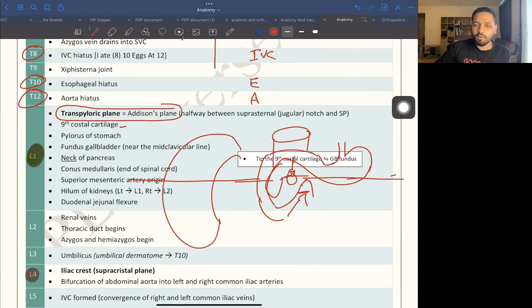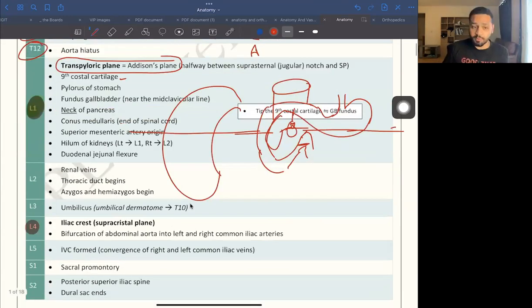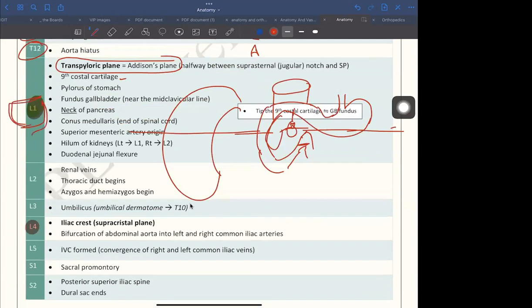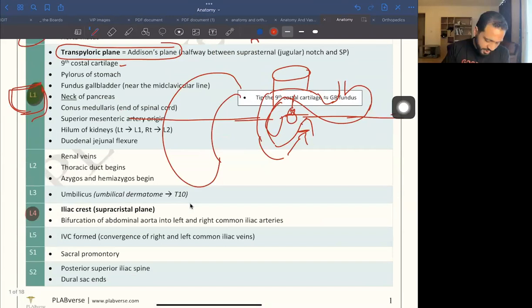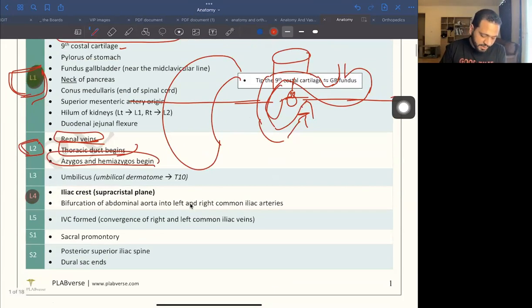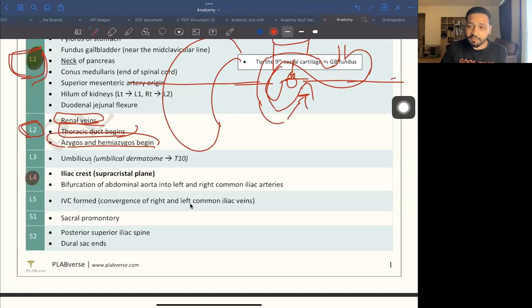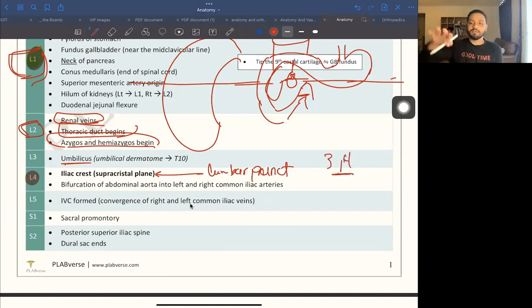So basically think about all the organs that pass in this area, okay? So this is the level of L1, and in my opinion, this is the most important level among all of them, all right? In L2, you have the renal veins, the thoracic duct begins, and azygos and hemiazygos veins begin. You just know it. And L3, the umbilicus is L3, and L4, you have the iliac crest. And this is very important for doing a lumbar puncture, okay? You do your lumbar puncture between L3 and L4.